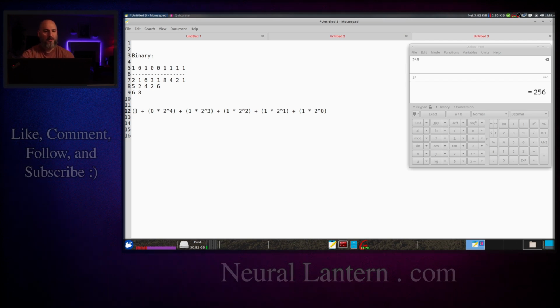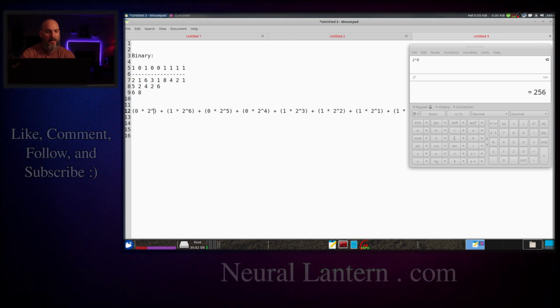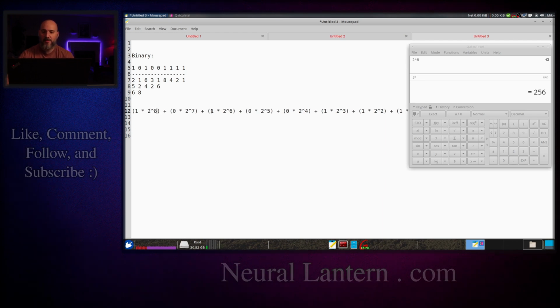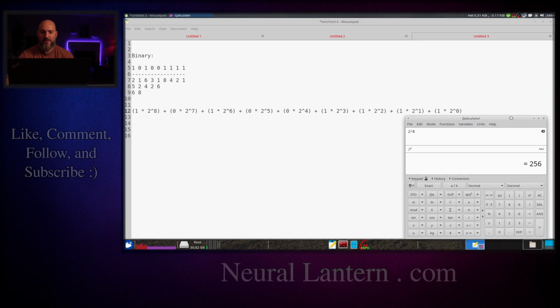Okay, so it's 1, 1, 1, 1, 1, 1, 1, 1, 0. So there's another 0 that we need, times 2 to the 5th power. So we got both of those zeros now. And then we need another 1 times 2 to the 6th power. And then we need 0 times 2 to the 7th power. Okay, and then we have another 1 times 2 to the 8th power. And I know we're supposed to be done on 8 because that's what we were doing before, the 256 strength.